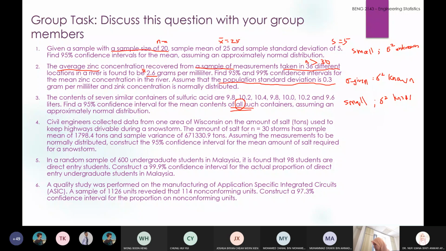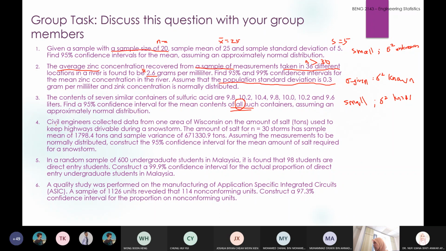Maybe we go for another one, number 4. Why is it very important that we read and understand the context of our study and the data that we have? Because different types and different cases will need us to use different procedures in determining the confidence interval. Later I will show a very important table. Okay, for now, just number 4.